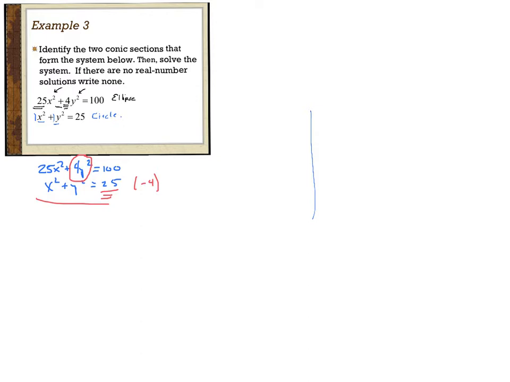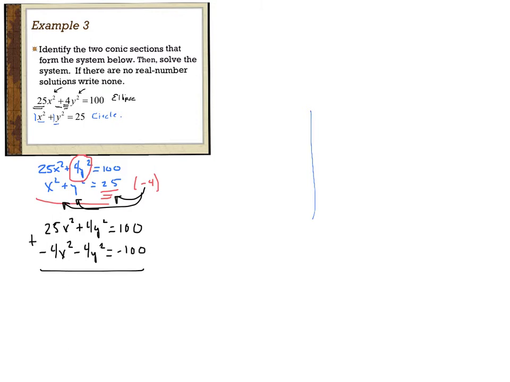So that's what I'm going to do and see what happens. So let me go ahead and multiply the -4 through. So my next step, I'd have 25x squared plus 4y squared is equal to 100. And then if I distribute this -4 to both terms, I get -4x squared minus 4y squared is equal to -100. And I'm going to go ahead and just add vertically. So then that means the y's cancel out, the hundreds cancel out. So I'm left with 19x squared is equal to 0. So x squared is equal to 0.